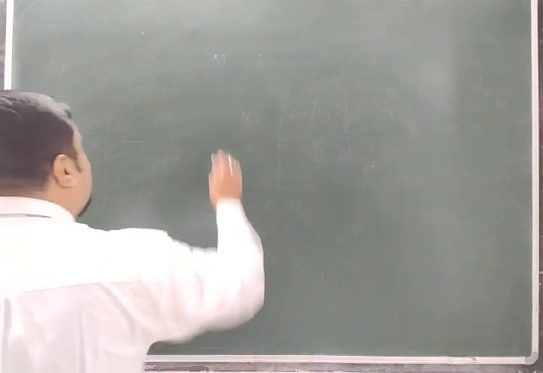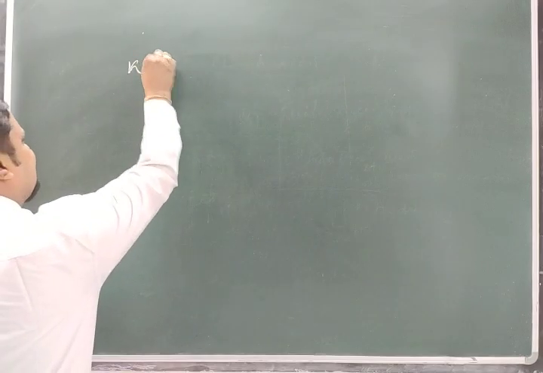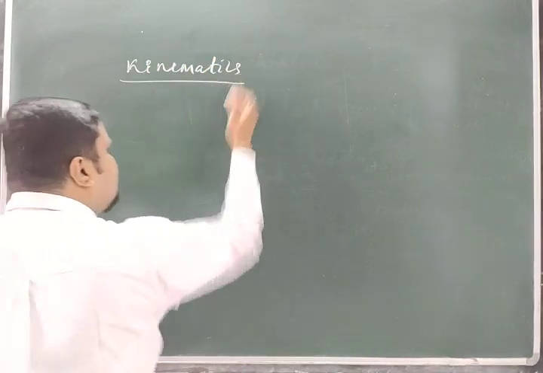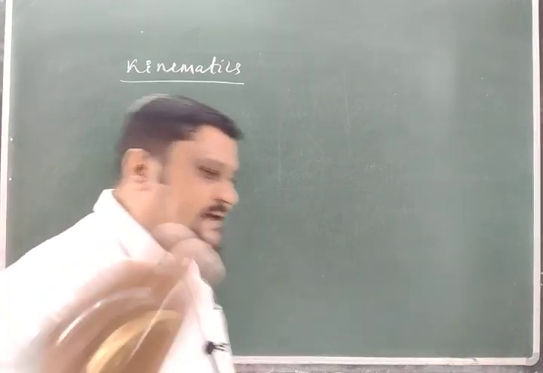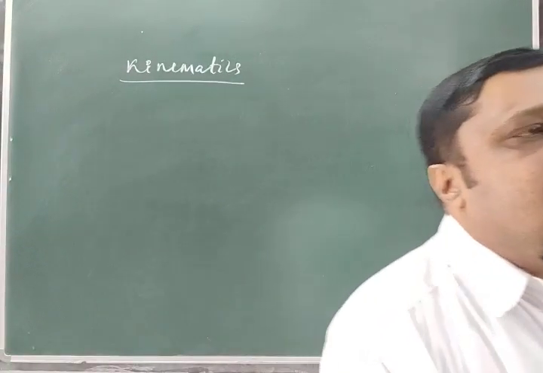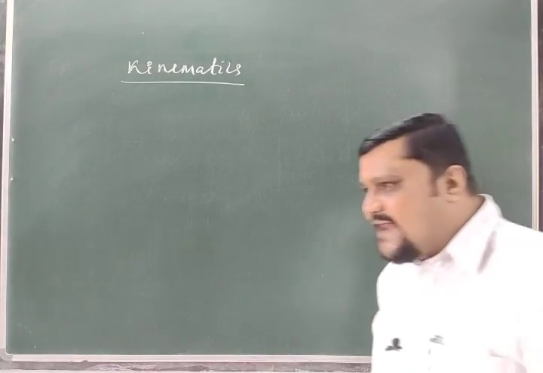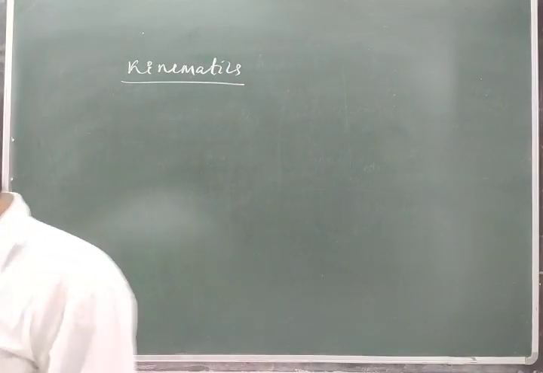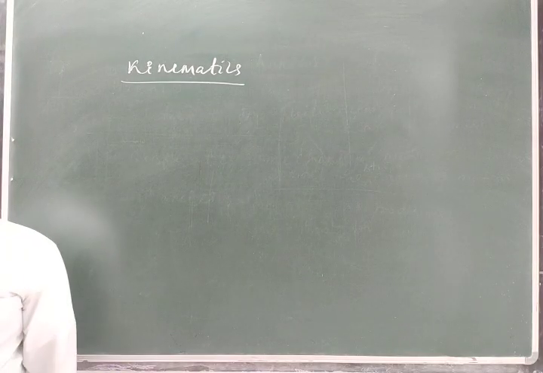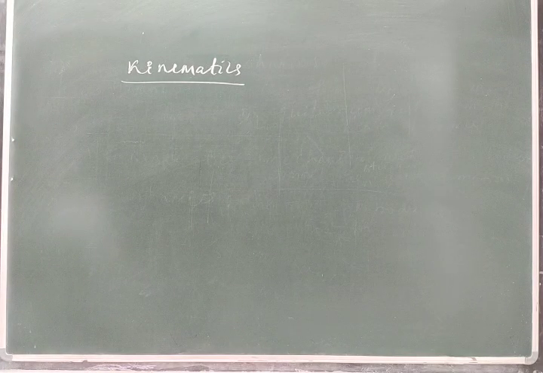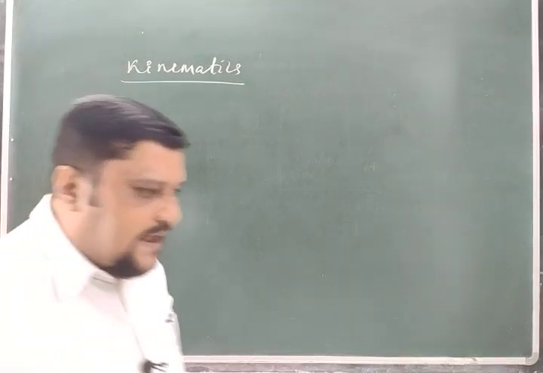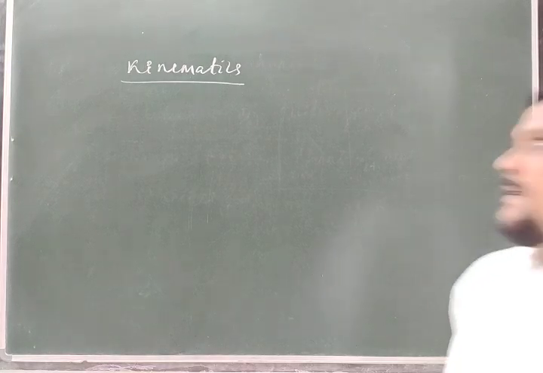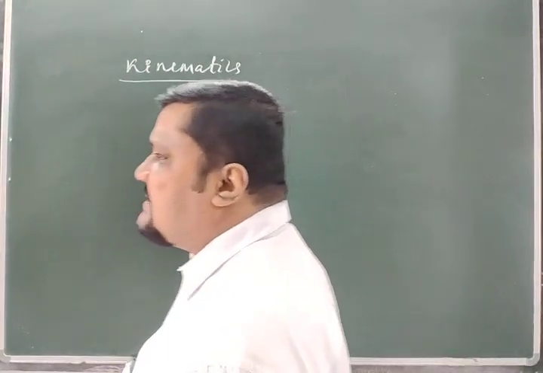So we will go for kinematics first, that is in our syllabus. Then we will go for dynamics in the next chapters. Again I am repeating, kinematics is the branch of mechanics which deals with the study of mechanical motion of bodies without taking into account the cause of motion. Clear?